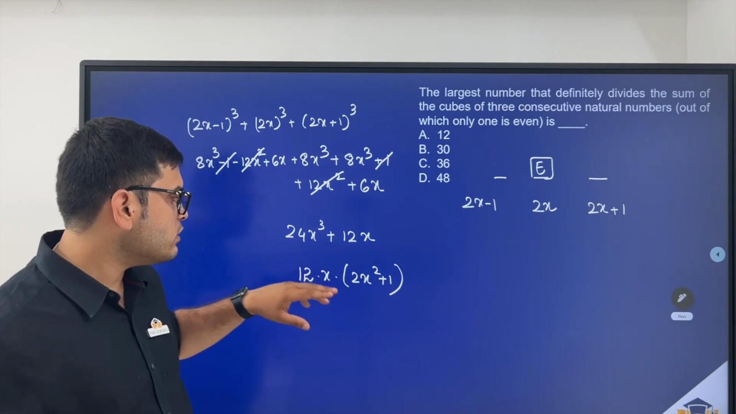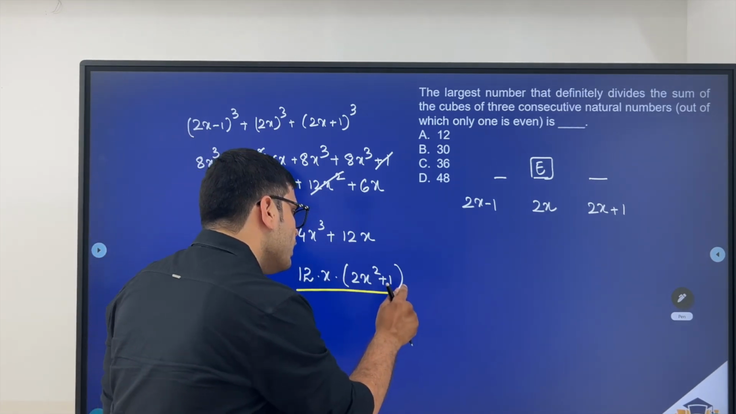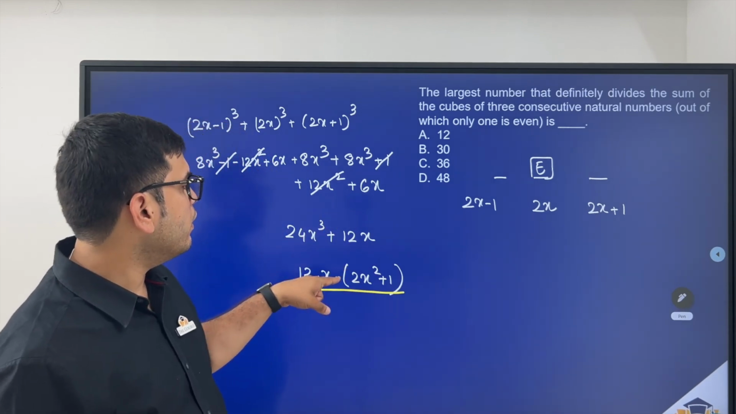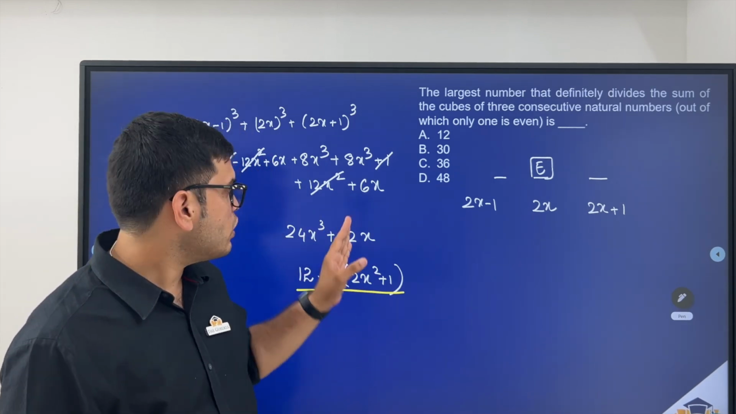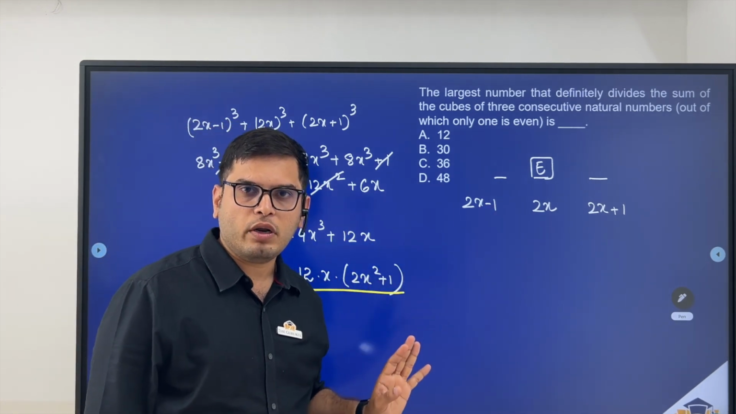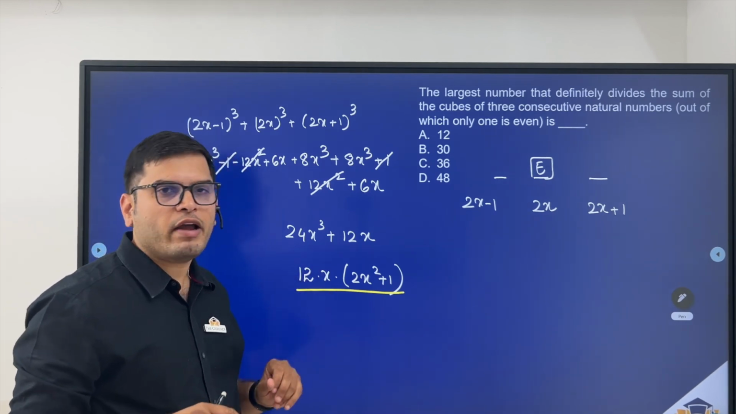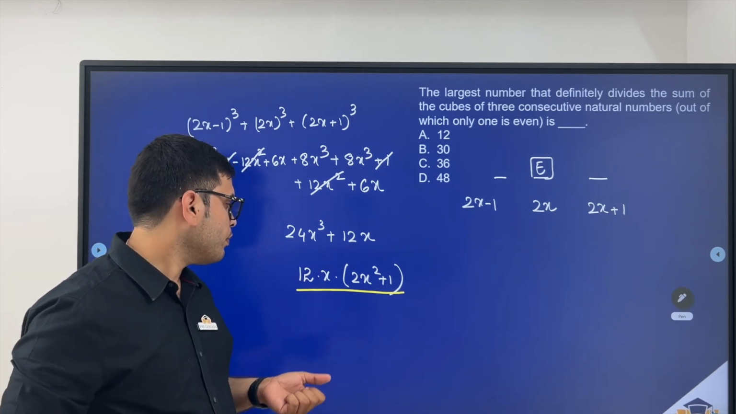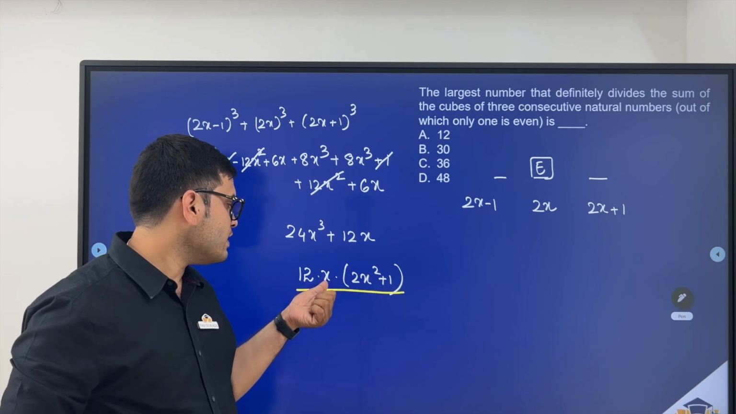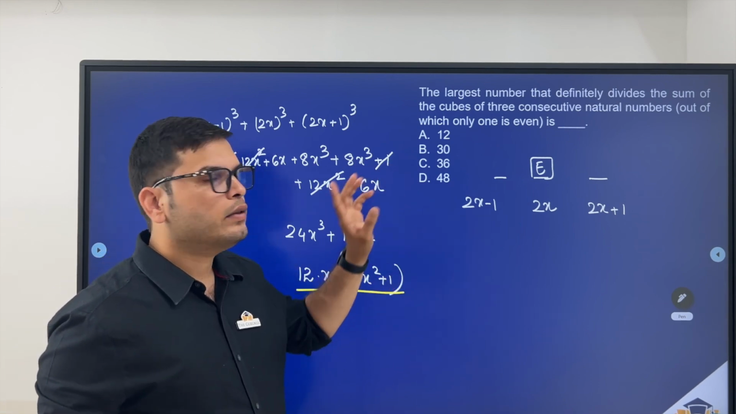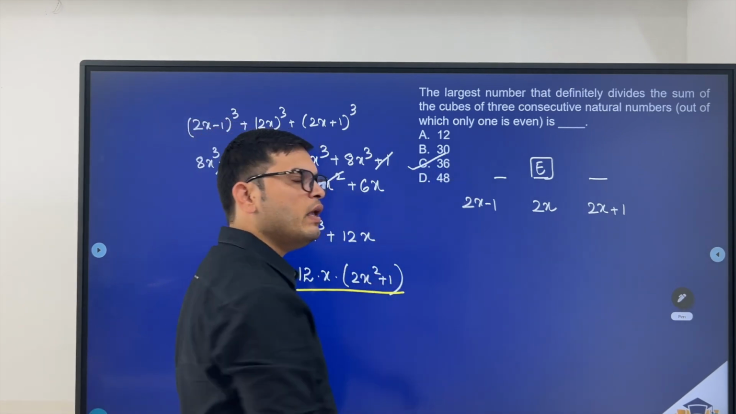So we need to find the largest number that definitely divides this expression for any value of x, right? And x being an integer, because all these three numbers should be natural numbers, right? Now, one way of solving this is, let us assume the minimum value of x. The minimum value of x is 1. So, if I put the value of x as 1, so 12 into 1, 12, 2 plus 1, 3, 12 into 3, 36. So, the answer for this question should be 36.